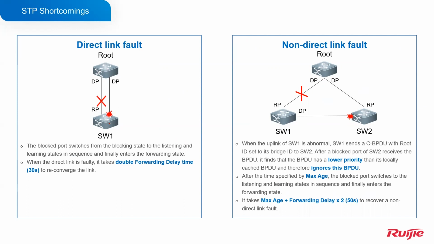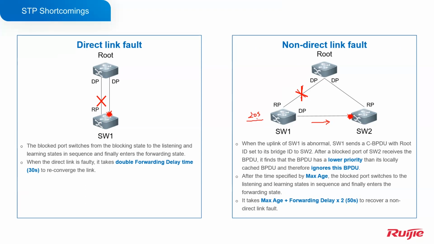Or for the non-direct link failure, when the uplink of SW1 is abnormal, SW1 sends a BPDU with root ID set to its bridge ID to SW2. After a blocked port of SW2 receives the BPDU, you can see once the link between SW1 and the root is down, SW1 will send a BPDU to SW2. And it actually takes 20 seconds because here the link is down and this port is blocked. So SW1 cannot receive any BPDUs in this case.